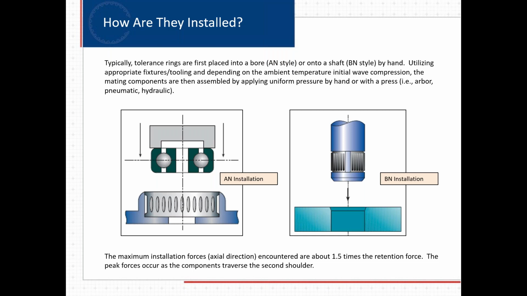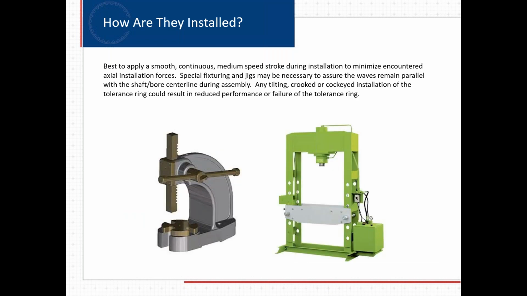And that's just because of the snow plowing effect. When you're pulling them apart, the waves have already been compressed. When you're installing them, you're acting almost like a snow plow to push the wave downward as the components are pushed together. So again, an arbor press or pneumatic press are good for most applications. Some applications you can actually do it by hand as long as the axial forces are less than, say, 80 pounds or so. But that's usually for smaller diameter tolerance rings, like maybe 15 millimeter range or less in diameter.